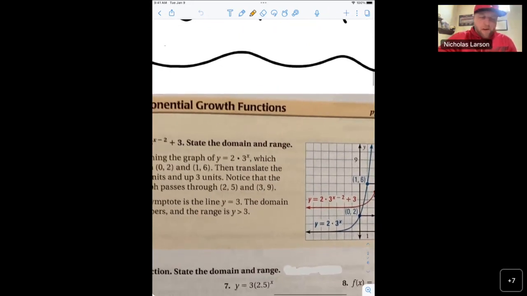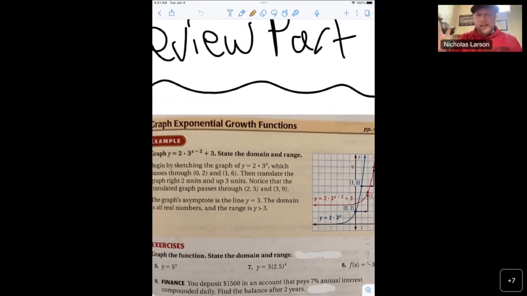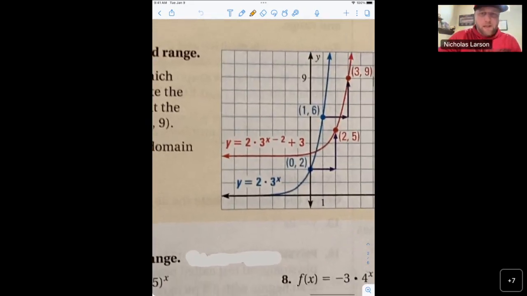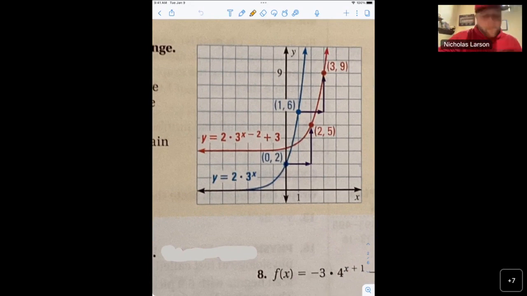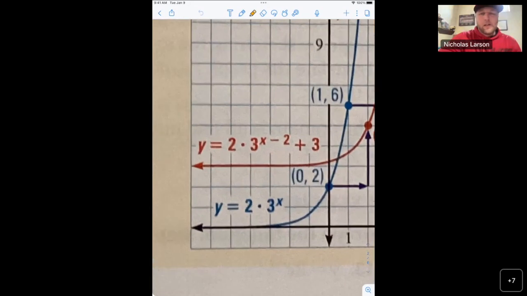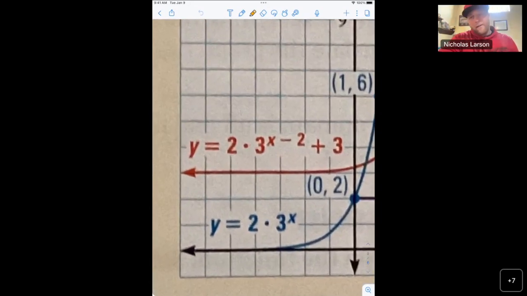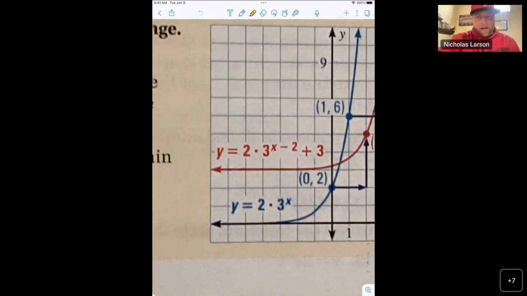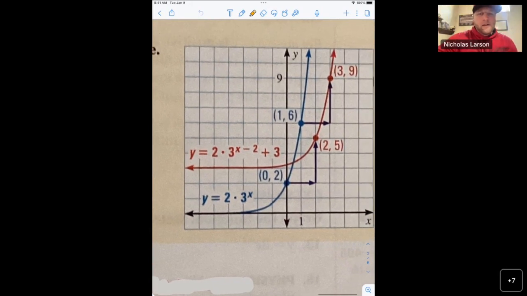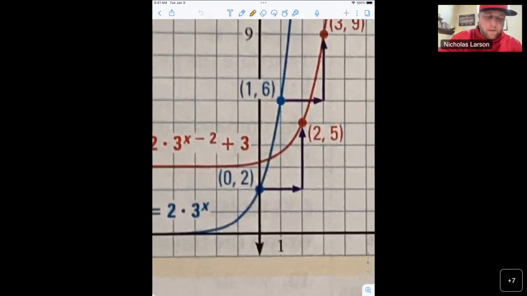So in general, we have rules, right? We have translations, we have shifts. So for example, if the parent function is 2 times 3 to the x, the blue graph, and I subtract 2 in the exponent, it's like opposite. So this is going to shift my graph left or right. Minus 2 moves it to the right. And adding 3 at the end shifts it up or down. So adding moves it up 3. So this is basically the same graph, but every single point is going to move 2 to the left and 3 up.